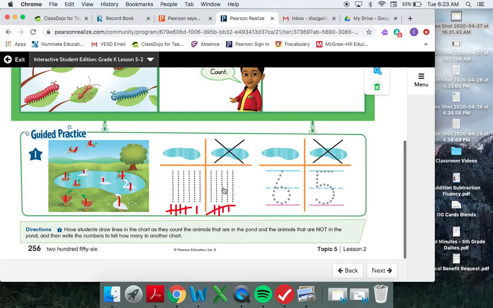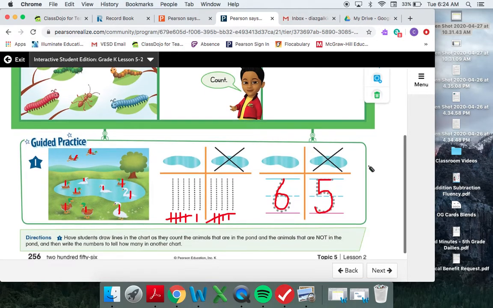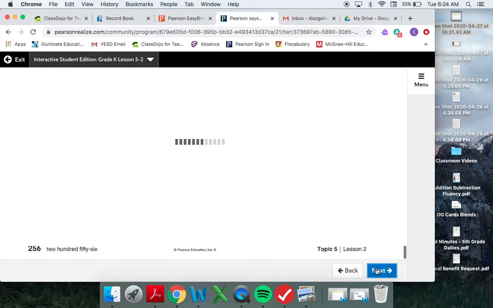Okay, and then since we're trying to show number representation, we're going to ask the kiddos, how many did we have over here? How do we write that number? So they should write their 6 here. How many did we have over here? How do we write that number? Please remember to always have your kiddos start at the top line when they're writing their numbers, so that they're not going backwards, like from the bottom line up. Okay, it helps with number formation.